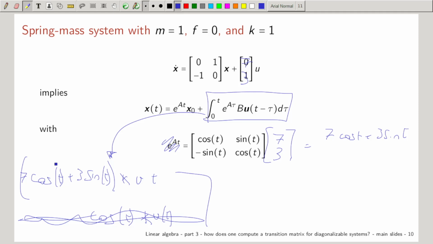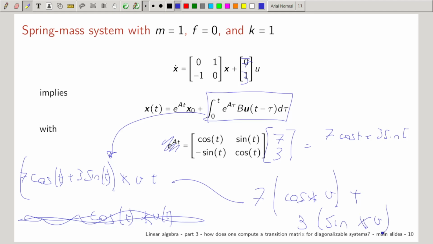Are we together? And of course, the convolution is linear, so I would get 7 cosine u plus 3 sine u. Together? You see it? And of course, on the second component, something different numbers, but you got the point. Okay?